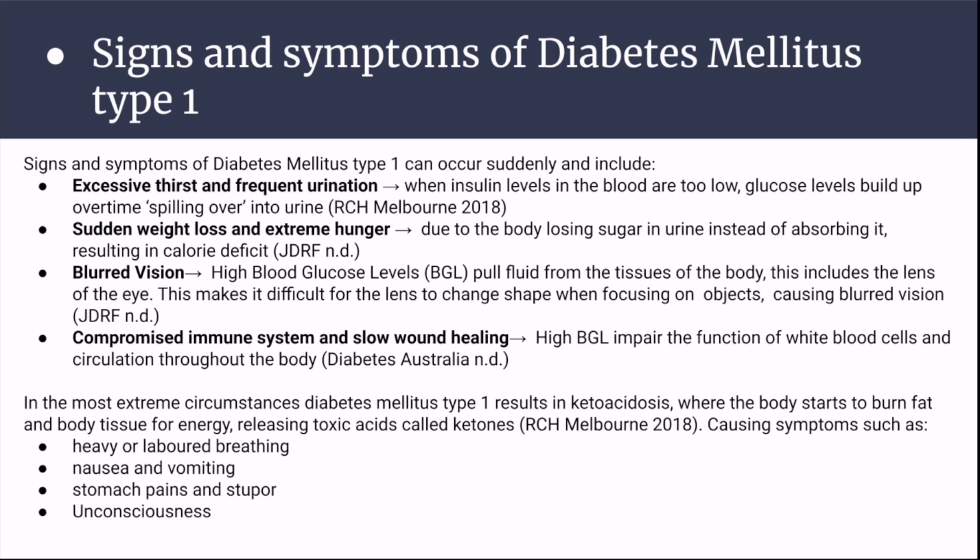Other signs and symptoms can include feeling tired and lethargic, mood swings, headaches, feeling dizzy, leg cramps, and also weight gain. In the most extreme circumstances, diabetes mellitus type 1 results in ketoacidosis, where the body starts to burn fat and body tissue for energy, releasing toxic acids called ketones, causing symptoms such as heavy or labored breathing, nausea and vomiting, stomach pains, and unconsciousness.